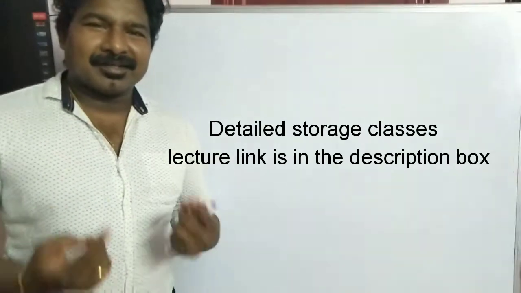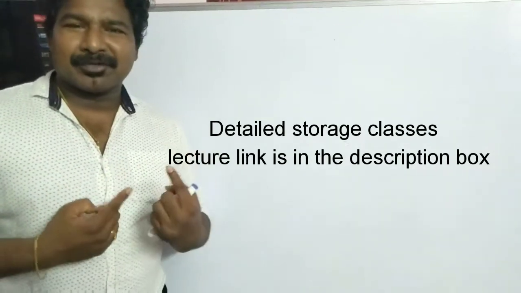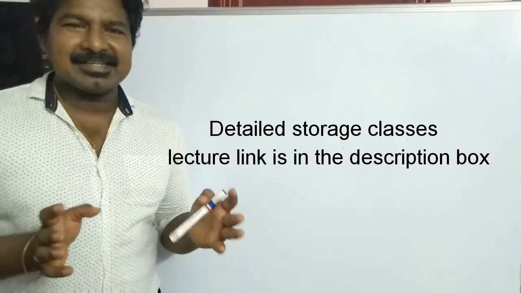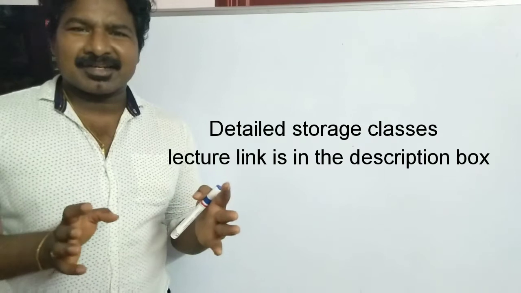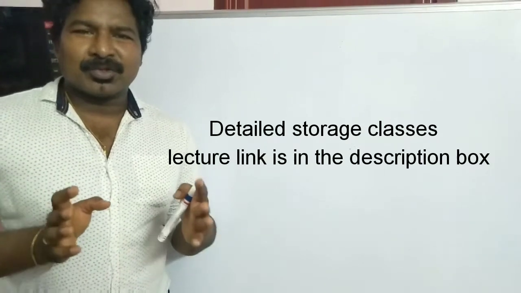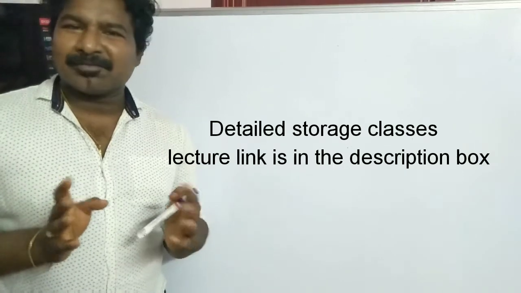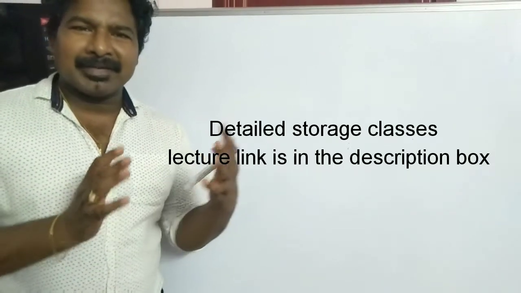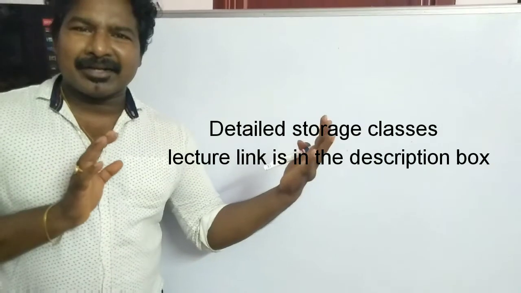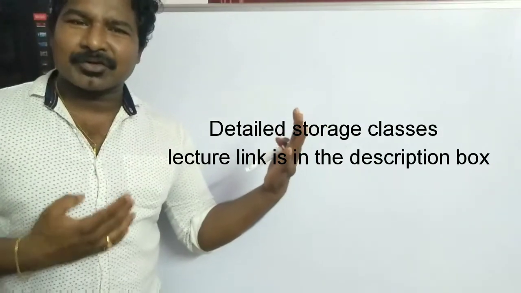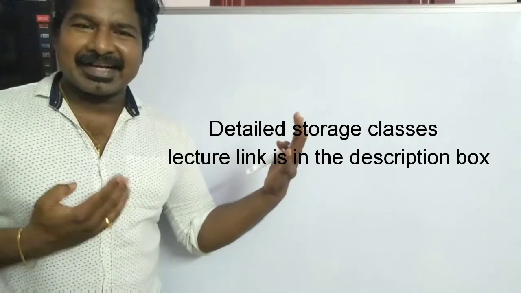Hi friends, now I'll show you a tabular form that will give you the information about all the storage classes in C. That means a storage class gives information about the storage area, initial value, scope and lifetime of a variable. So I'll try to make it as a tabular format, like a kind of a table. I'll give you all the information about the storage classes, that is auto, register, static and extern.